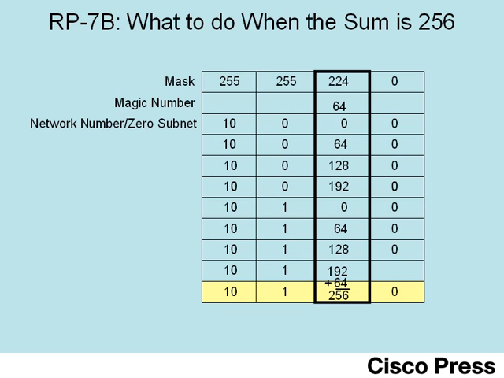So, what do we do that's different? Well, we use the details that's shown in the generic RP7B process, step 6. That is to say, when you would have written down a 256, instead you write down a 0 in that octet, and then in the octet one octet to the left, the second octet in this case, you add 1. So in the second octet we add 1 and 1, giving us 2, making this next subnet 10.2.0.0.